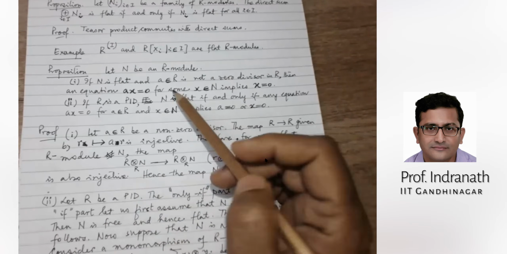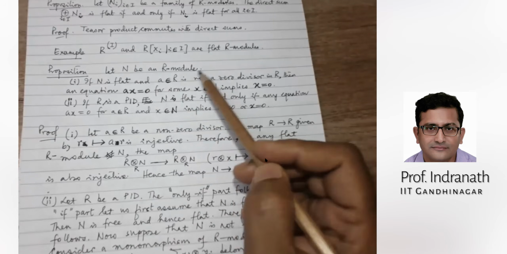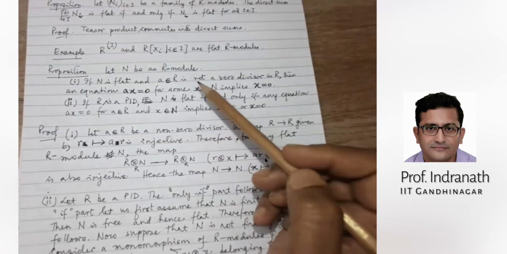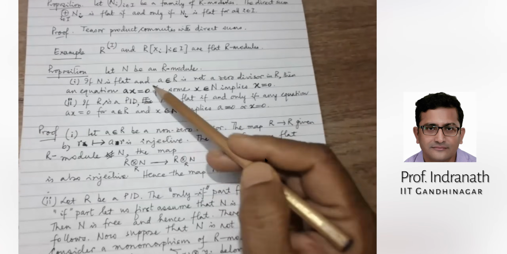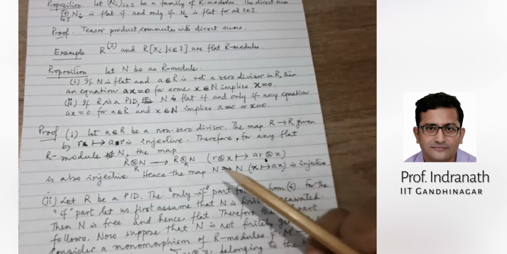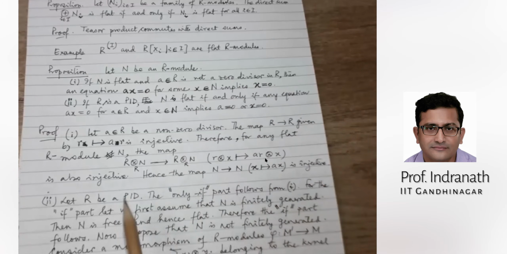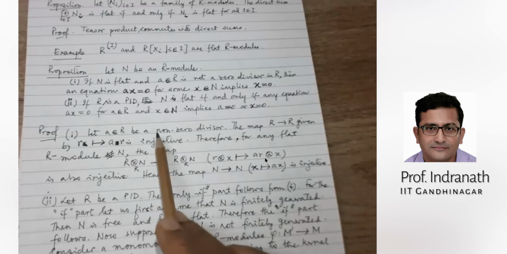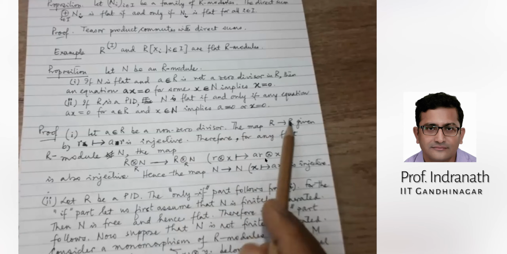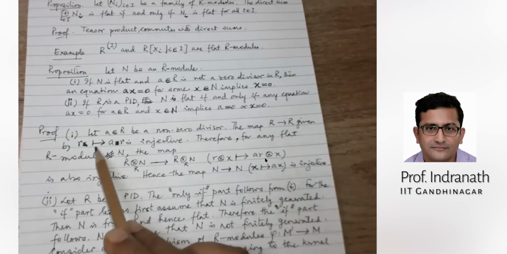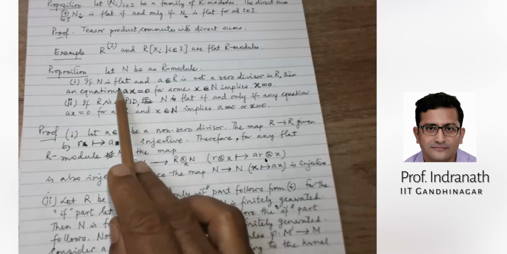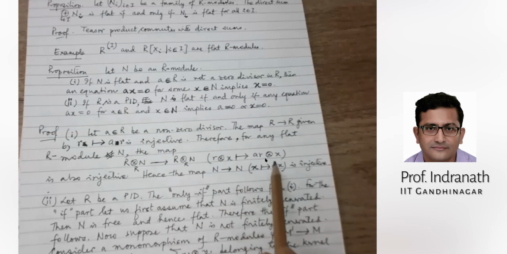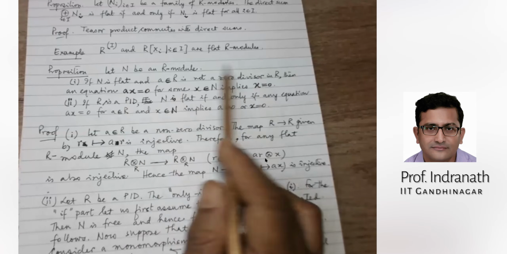Okay, so N is an R module, N is flat, and if A is a non-zero divisor in R, then this equation Ax equal to 0 for some x in N implies that x is equal to 0. Okay, this is of course something very easy. Why? Because if you take this map from R to R given by multiplication by this non-zero divisor A, then this map is injective because A is a non-zero divisor. And since N is flat, tensoring with that keeps it injective.